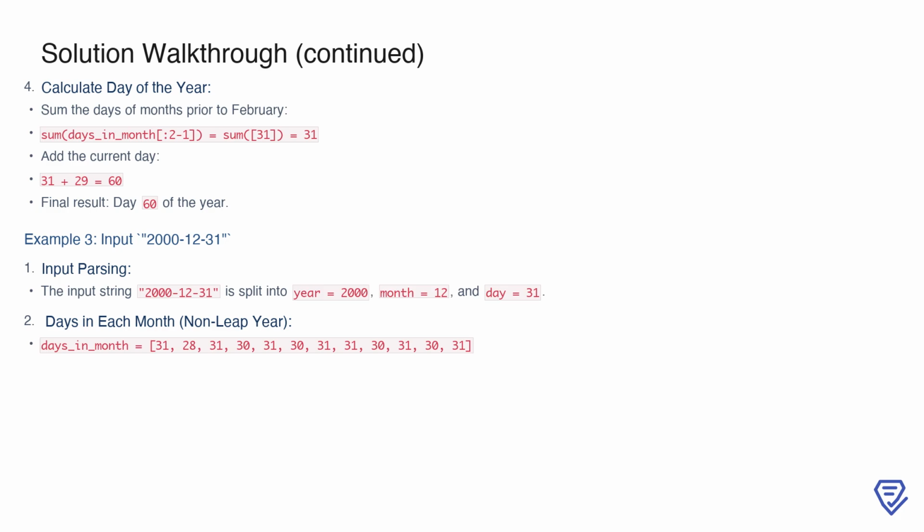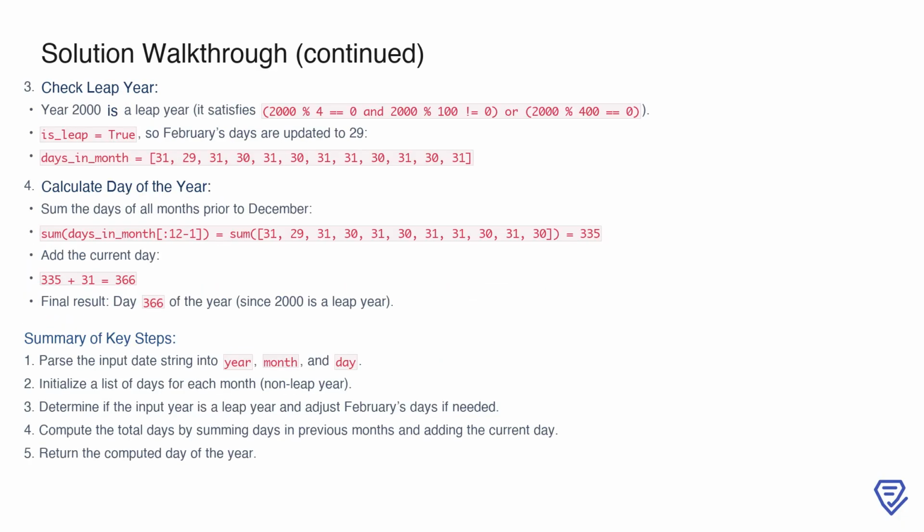Next, let's consider a third example, December 31, 2000. Here, the input is split into year equals 2000, month equals 12, and day equals 31. Once again, we start with the days_n_month list for a non-leap year, where February has 28 days. In this case, we need to determine if the year 2000 is a leap year. Since it satisfies the leap year condition, being divisible by 400, it is indeed a leap year. As a result, February's days are updated to 29 in the days_n_month list.